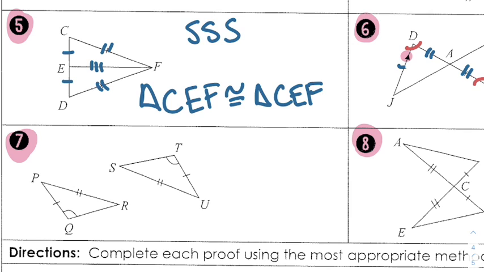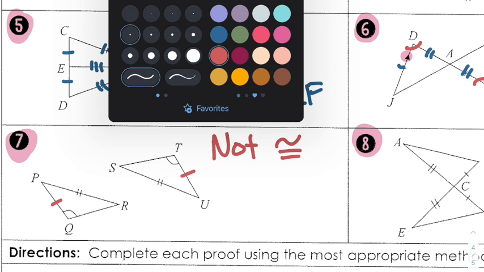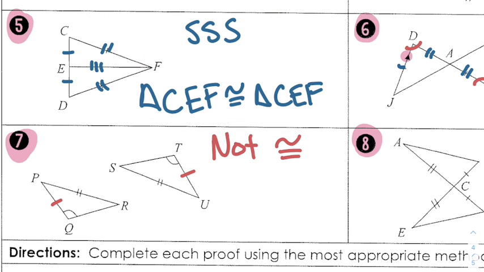Now, number 7, again, you possibly could have picked SAS, but if you did, you were incorrect because this is not congruent. I'm just going to write the congruent symbol. So it's not congruent, okay? Because yes, PQ is congruent to TU, and PR is congruent to SU, and angle Q is congruent to angle T, but those angles are not included, okay? They are not between the two sides, okay?